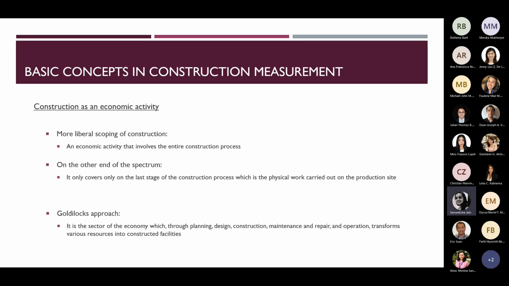So starting with the definition of construction, there is a spectrum of definition in the economic literature depending on the point of analysis. On a more liberal framing of construction, it is seen as an economic activity that involves the entire construction process, that is, from producing the raw materials and providing professional services like design, etc., to the actual physical site. And therefore, according to this view, sees production as crossing through all three kinds of economic activities.